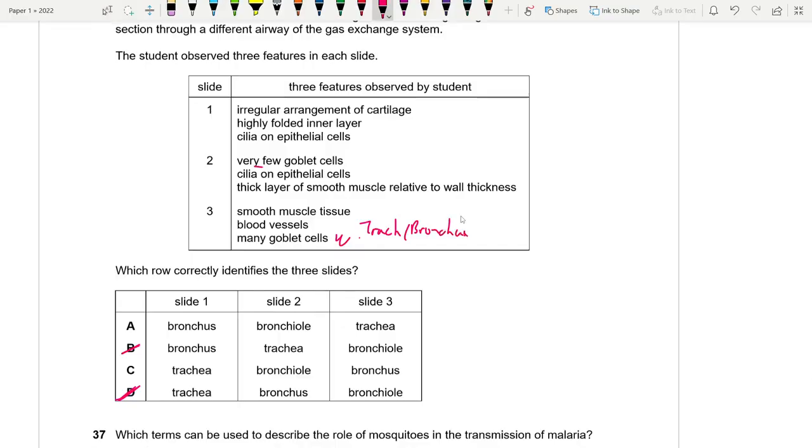Next, very few goblet cells. So goblet cells are only present on the trachea and bronchus. But here's the thing. Very few goblet cells, like in the initial part of the bronchiole, which is just after the bronchus, few goblet cells may be present. Very few. All right.